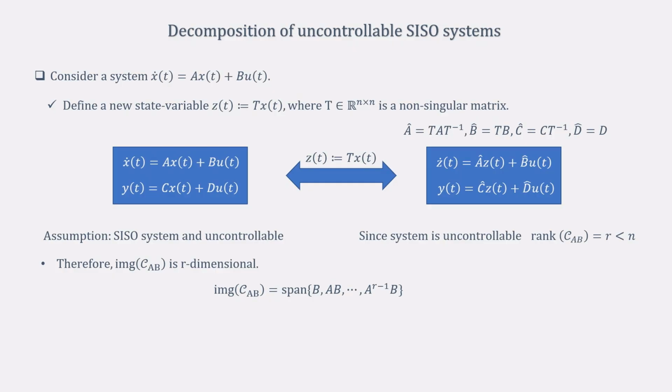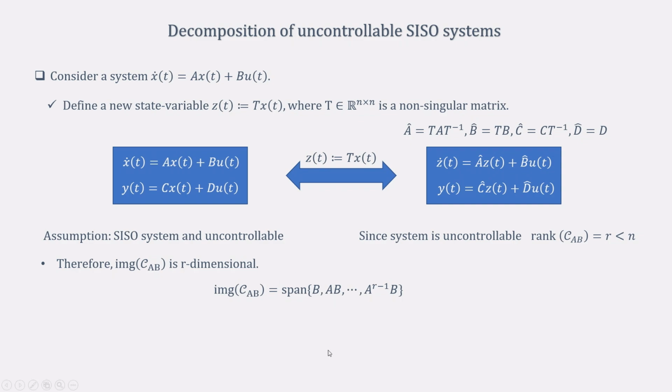Now, what will be the basis vectors? We can choose the basis vectors as B, AB, up to A to the power of r minus 1 B. Because if you take A to the power of r B, it is guaranteed that it will depend upon the vectors B, AB, up to A to the power of r minus 1 B, since the image has dimension r, so there must be r basis vectors. We are choosing the basis vectors to be B, AB, up to A to the power of r minus 1 B.